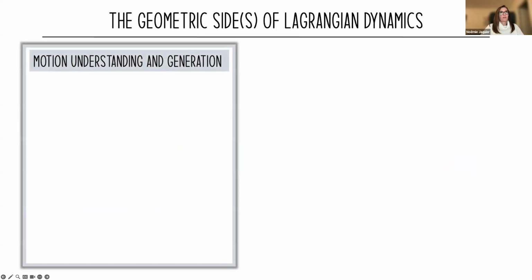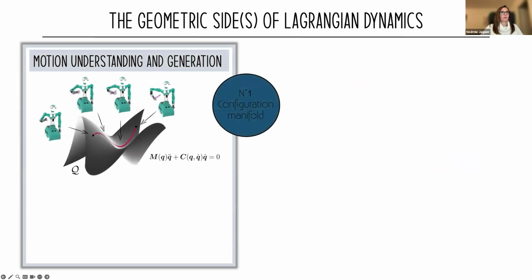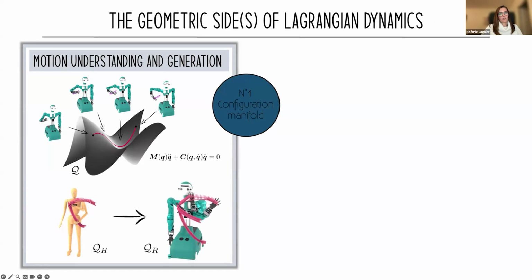What I would like to do today is to show you how we can use this geometric perspective on Lagrangian dynamics for understanding human motion and generating robot motion. Here we're going to use this first geometric site, which is the configuration manifold, and we will analyze human motion through the lens of geometry and see how we can then transfer it to robots. And then we will even see how we can influence the geometry of that space to avoid certain regions and obtain, for instance, collision-free robot motion.